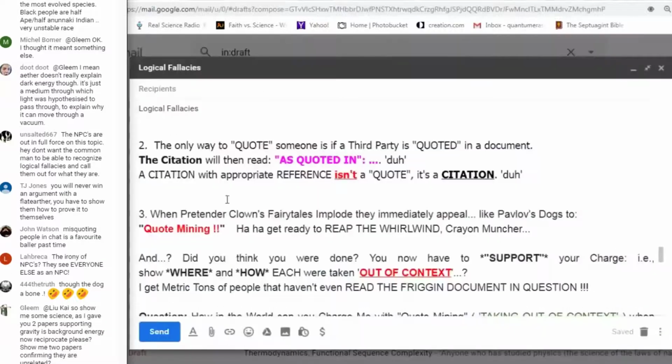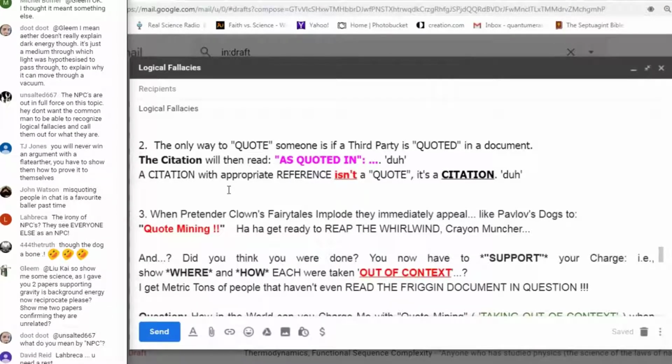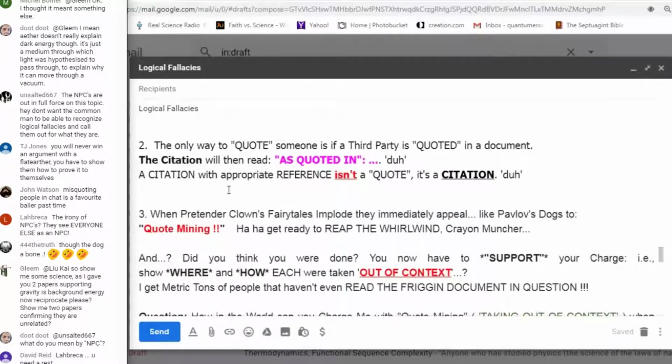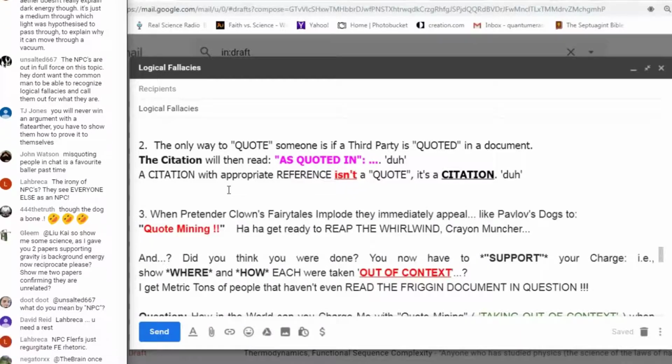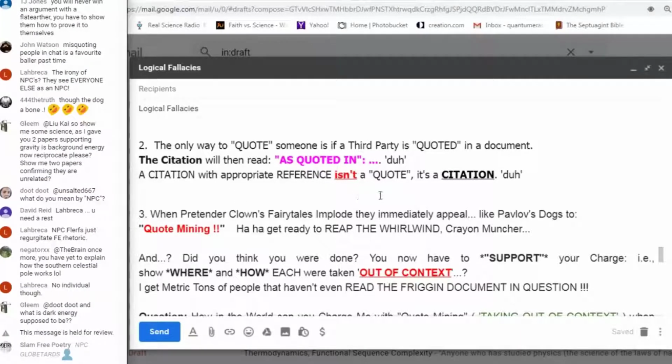Unbelievable. Is it because you don't even know what you're... Science doesn't say? That's a reification fallacy. Science. Did I say science says? No. No quotes. Science doesn't have a mouth. Yeah. So let me just say it again. A citation with appropriate reference isn't a quote.